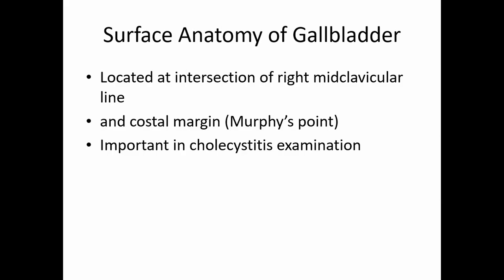So, from the clinical point of view, you must know the location of the gallbladder. It is located at the intersection of the right midclavicular line and the costal margin, which is also called Murphy's point.